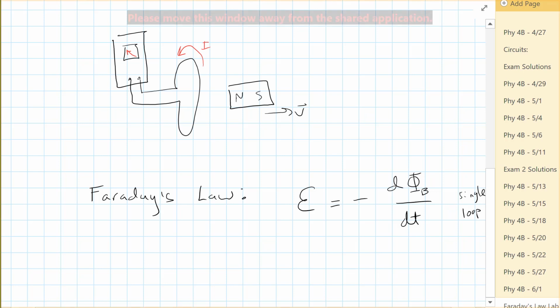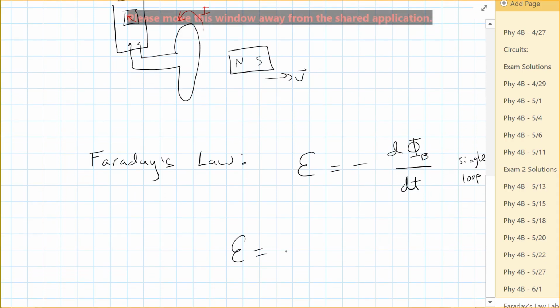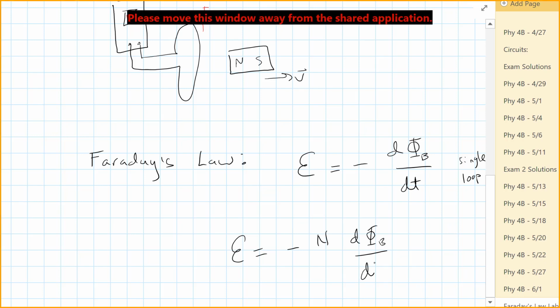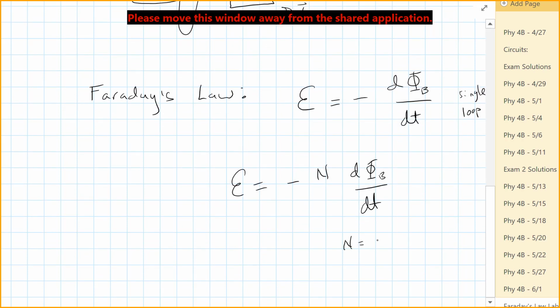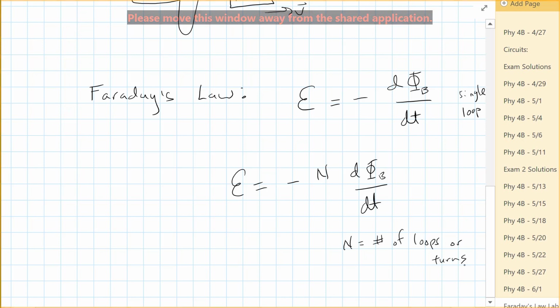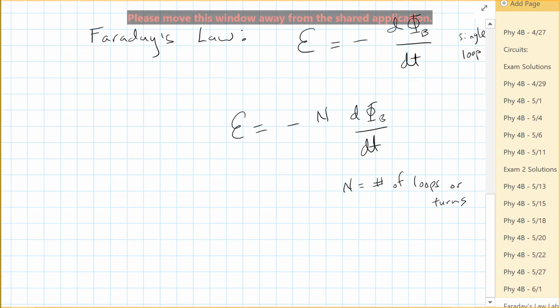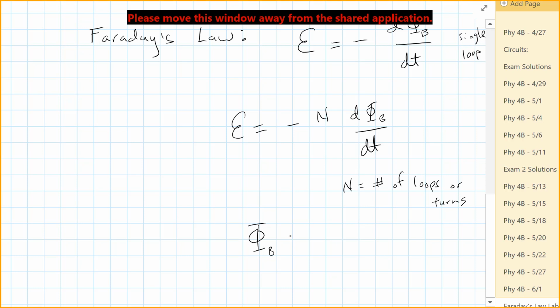Normally we would have multiple loops, so we could write that as minus n, where n is the number of loops or turns. And remember what flux is? It's the integral of B dot dA. This is magnetic flux.